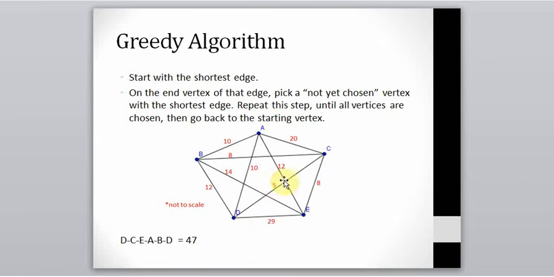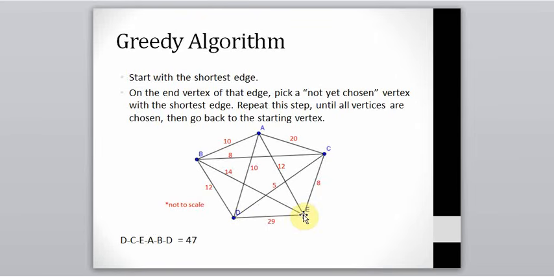D is the shortest, but we are already done with D, so we need to choose a vertex which is not yet chosen. The shortest here are B and E. They have the same distance, which is 8. So it's your choice whether you go to B or E, since they have the same distance. Let me choose E. So from D to C, we are now on E.